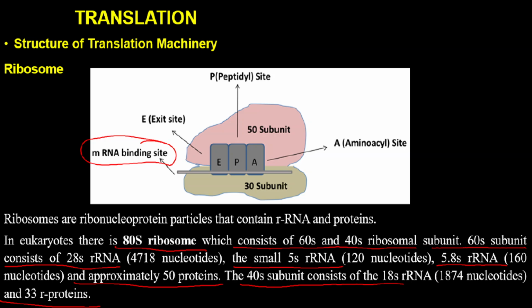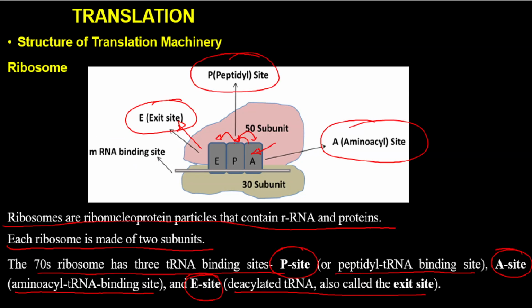Further, as I was telling you about the 80S ribosomes of the eukaryotes, there are two subunits, the larger subunit is 60S, the smaller subunit is 40S. The 60S subunit contains 28S rRNA, the small 5S rRNA and 5.8S rRNA, and approximately 50 proteins. That makes the whole large subunit of the 80S ribosome. The 40S subunit consists of 18S rRNA and 33 proteins. Okay, they together make the small subunit.